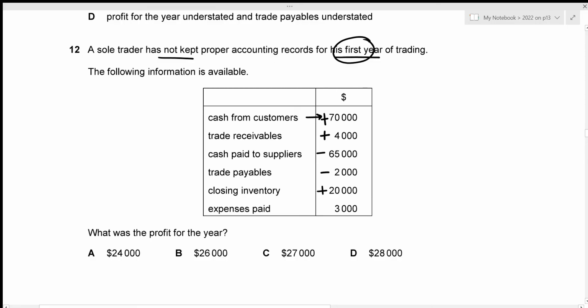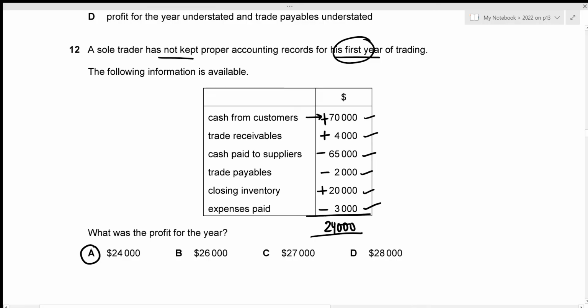So that's a plus. And the expenses paid, which needs to be subtracted. So that's a negative. Now the total profit for the year is going to be 70,000 plus 4,000 minus 65,000 minus 2,000 plus 20,000 minus 3,000, which results in the value of 24,000. This is the answer we're looking for, which is given in option A. This concludes question number 12.